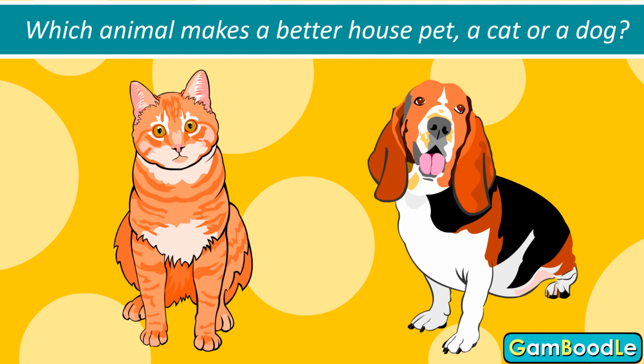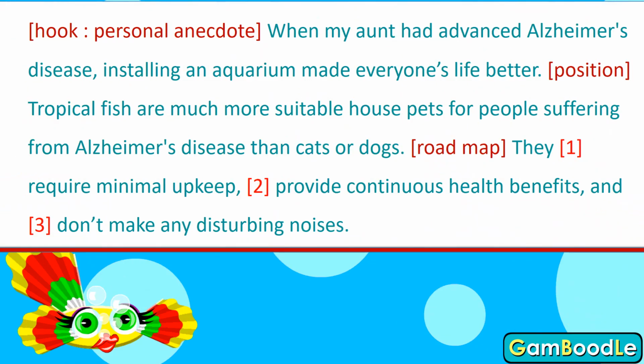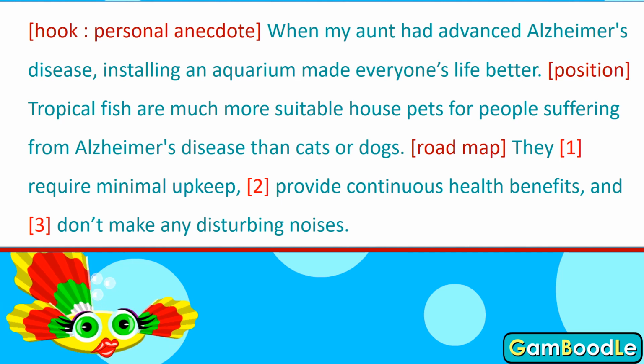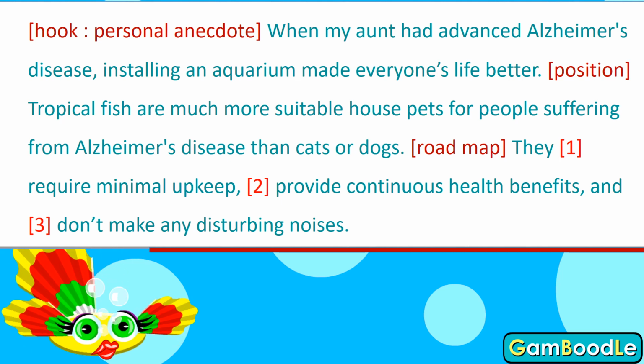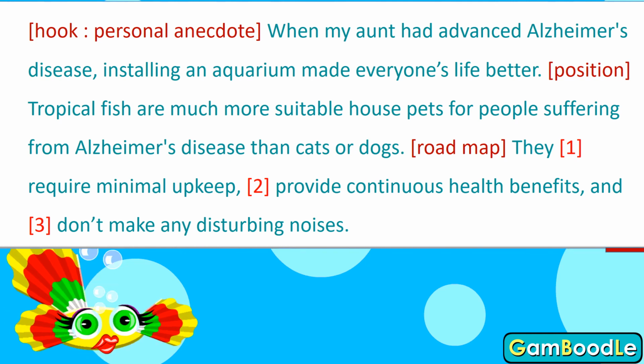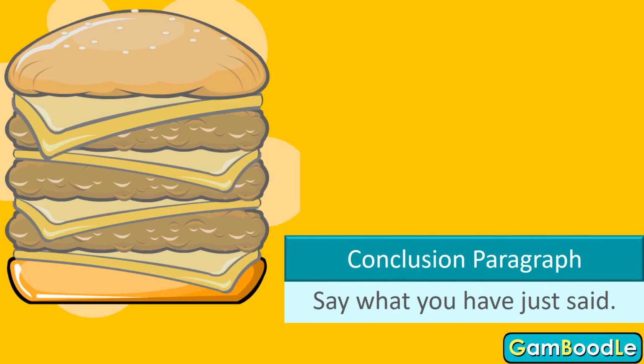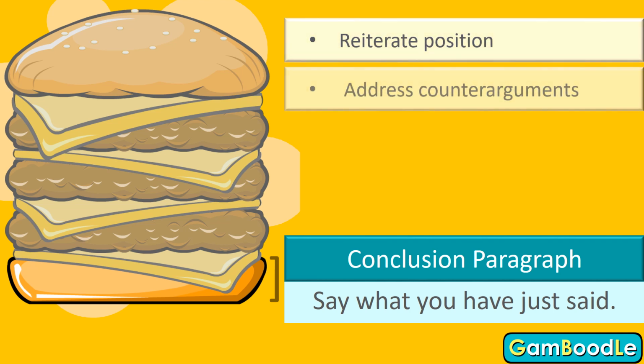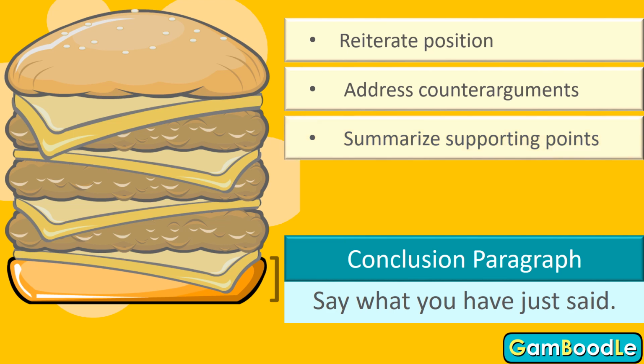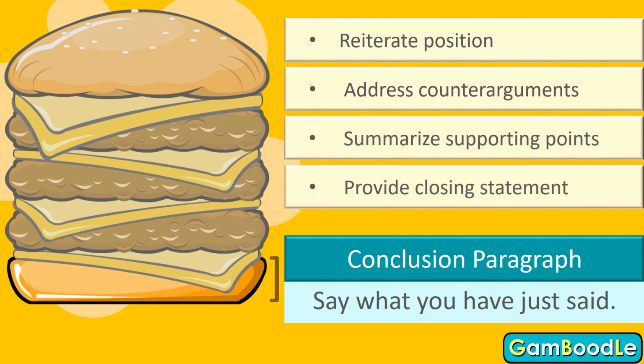Let's continue with Part 4's less conventional position that tropical fish are superior pets to cats and dogs for people with Alzheimer's disease. Take a moment to review the completed introduction paragraph. In the conclusion paragraph, the final paragraph, the writer will reiterate their position, address counter-arguments, summarize their 3 supporting points, and provide a closing statement.